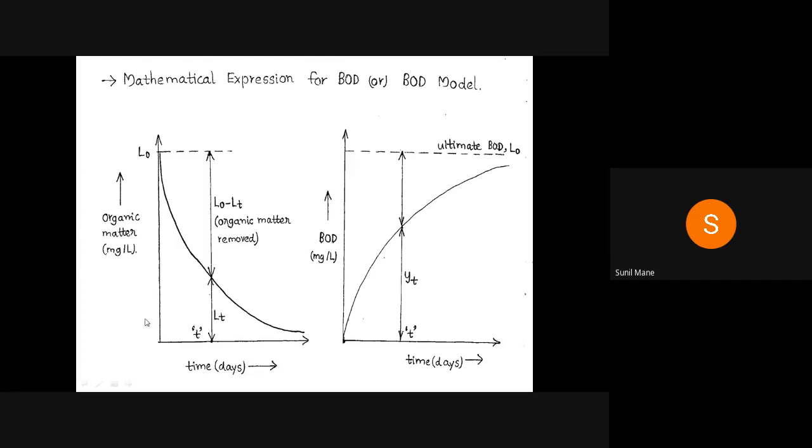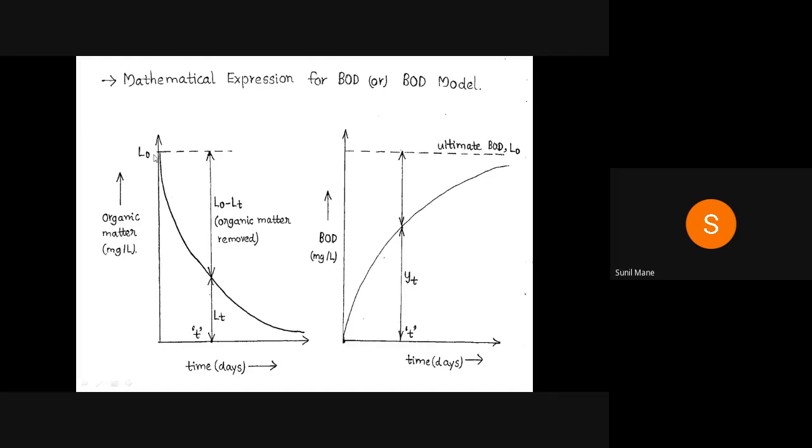Now on the y-axis we have organic matter. We'll observe how that organic matter is being consumed throughout these various days. If you take the sample, the maximum organic matter here we can determine. So the maximum organic matter here is L0, and that organic matter is present at day 0.